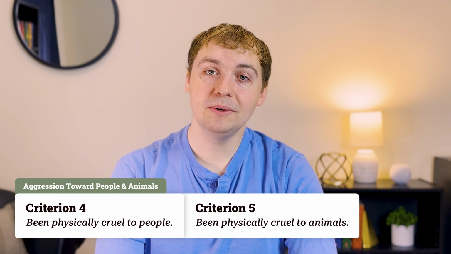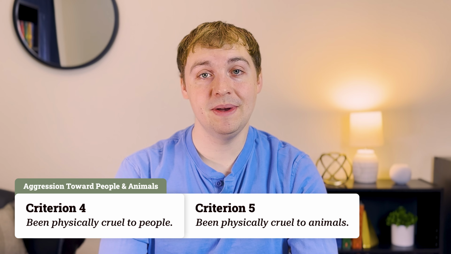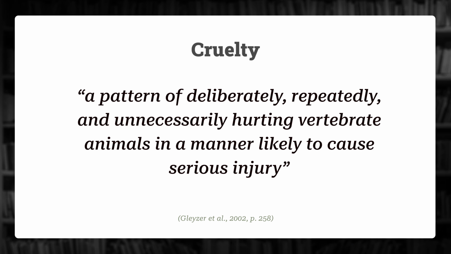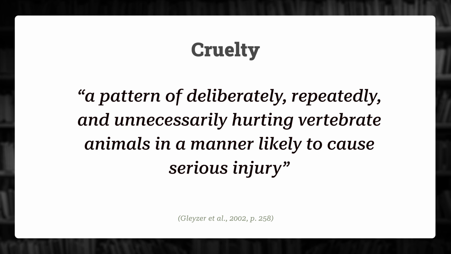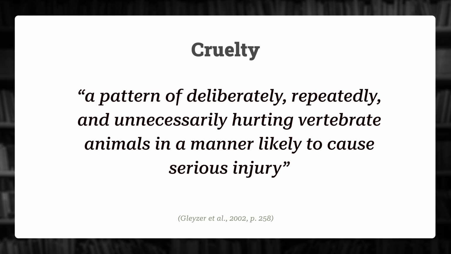The 4th and 5th criteria are that they were physically cruel to people or animals respectively. These criteria get a little bit tricky because we have to use more of our professional judgment here, as the DSM doesn't necessarily lay out what is considered cruel. In a 2002 article, Glazer and colleagues defined cruelty toward animals as a pattern of deliberately, repeatedly, and unnecessarily hurting vertebrate animals in a manner likely to cause serious injury.